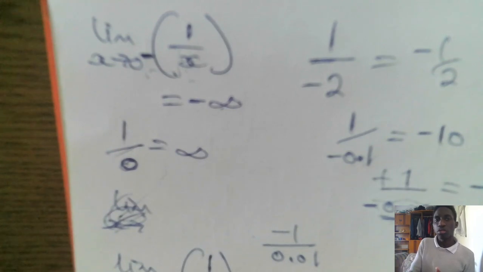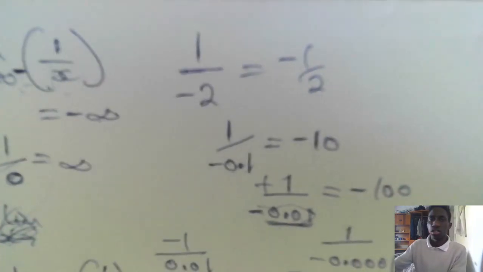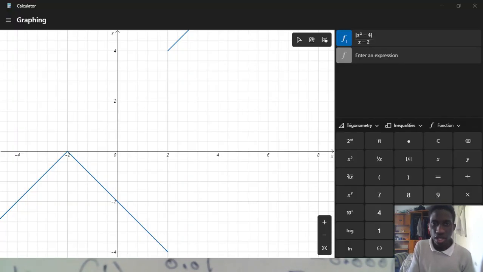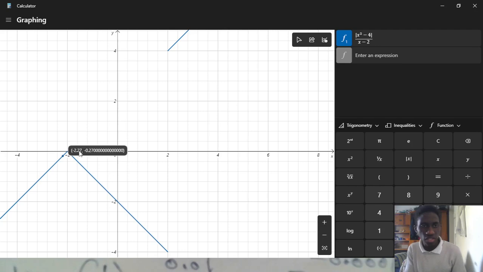Now, you ask yourself the question, as I approach 0 from the left, what happens? So we are approaching 0 from the left, meaning that we are using numbers that are less than 0. Look at the cursor. We come from the left and we approach 0, meaning that we are using negative numbers, numbers with negative signs, to approach 0.